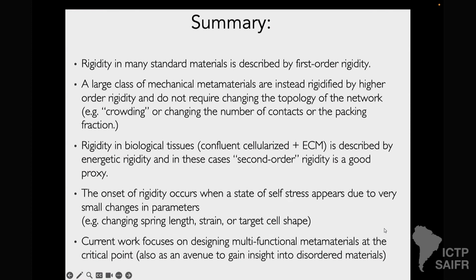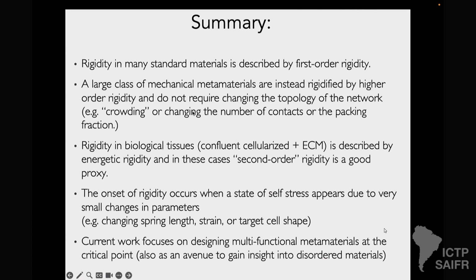Sorry. So in summary, what I'm trying to tell you is that rigidity in many standard materials is described by first order rigidity. So that's like jamming. A large class of mechanical metamaterials are instead rigidified by higher order rigidity. And so they don't require changing of the topology of the network to get to the rigid point.